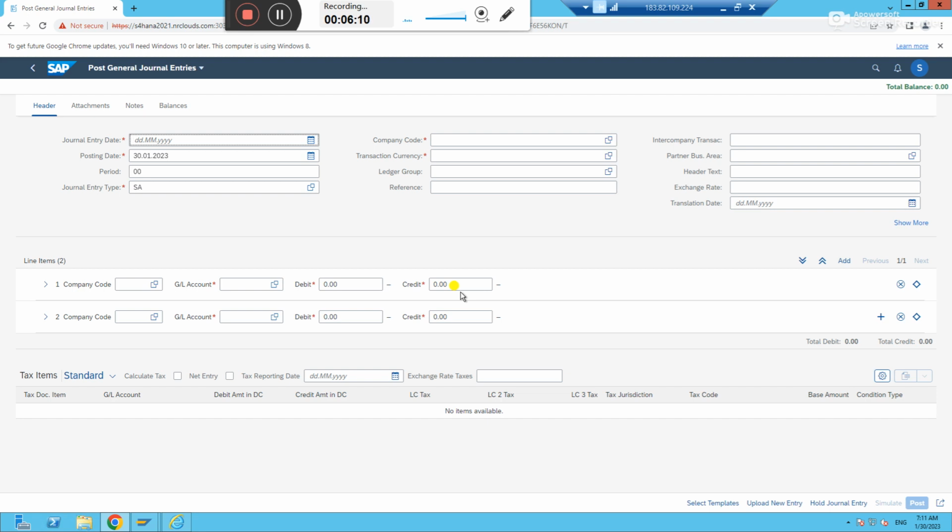Perfect. Now, Anandika, what is meant by controlling and why is it used? Controlling is nothing but internal reporting, which is used inside the organization for planning, forecasting, decision making. Good. You see, this is the difference.